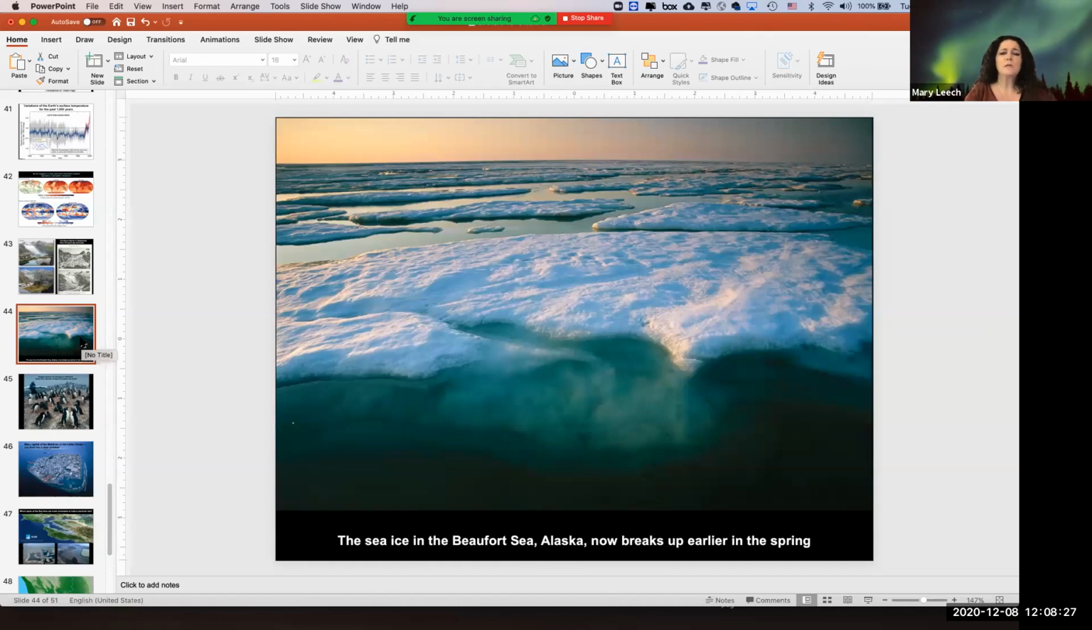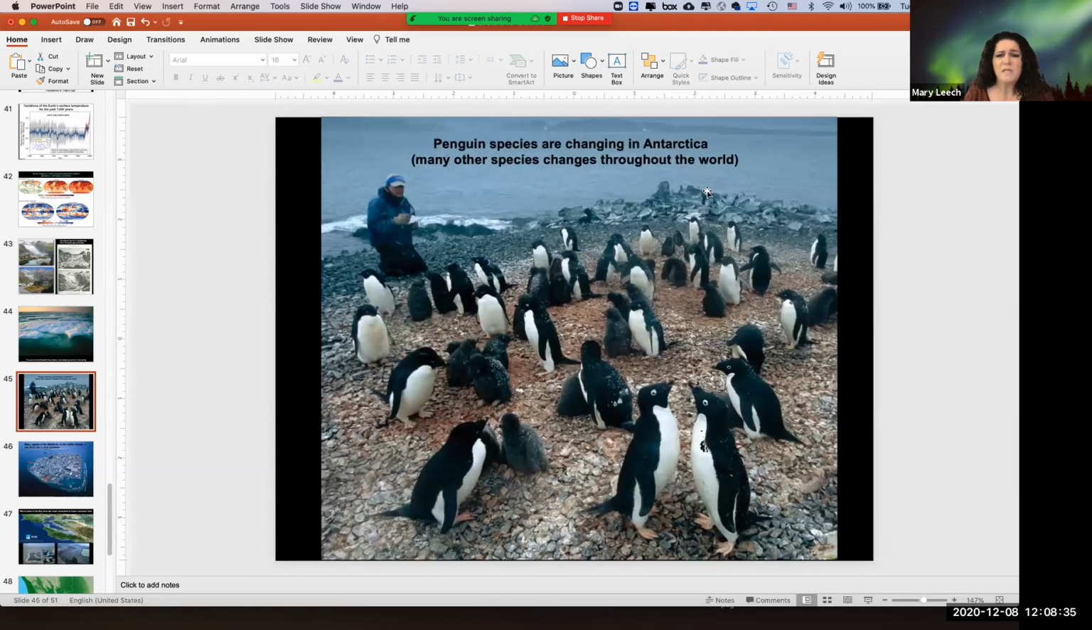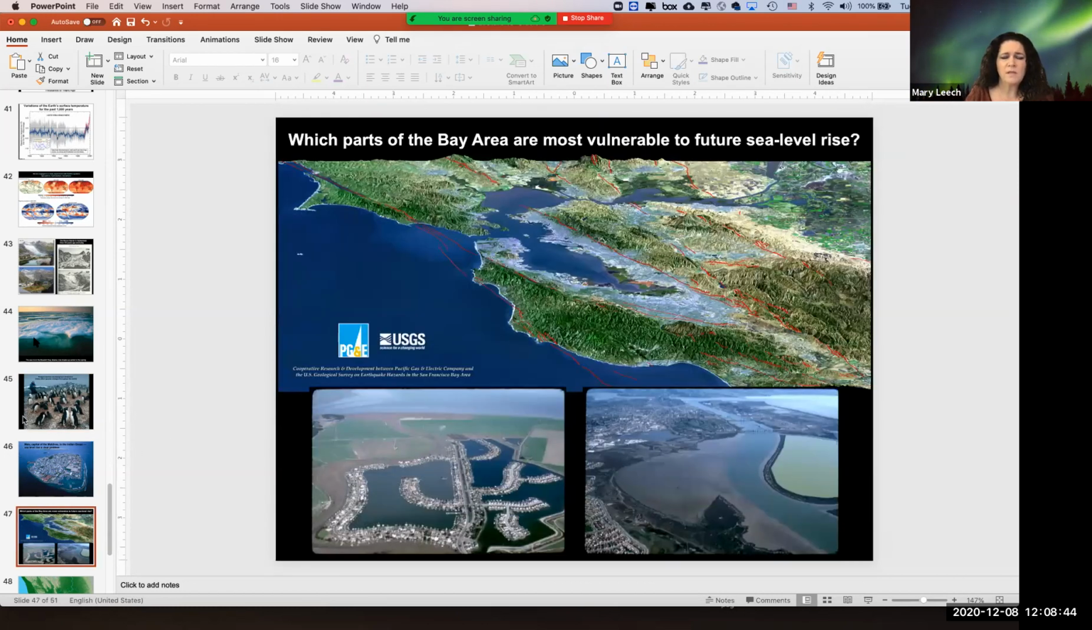Sea ice breaks up earlier. That's going to have an effect on sea surface temperatures. The species that live in these polar regions are going to have their habitats change. The environment that they live in is going to change.